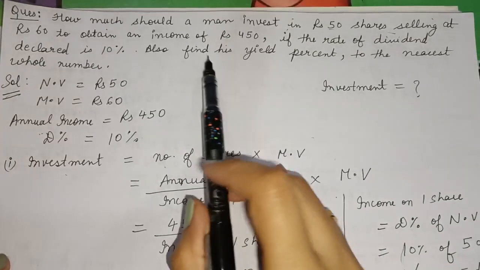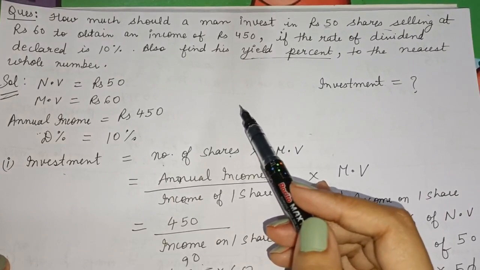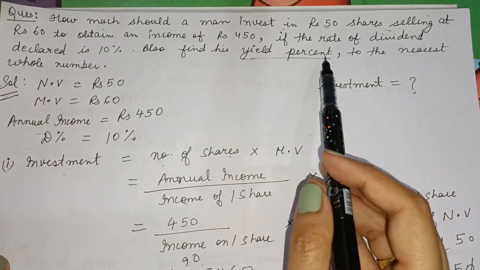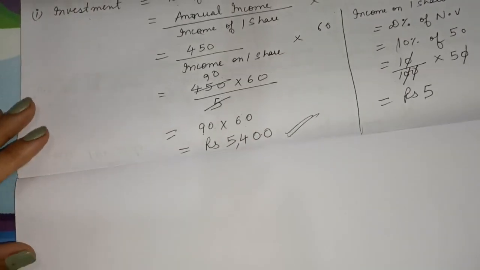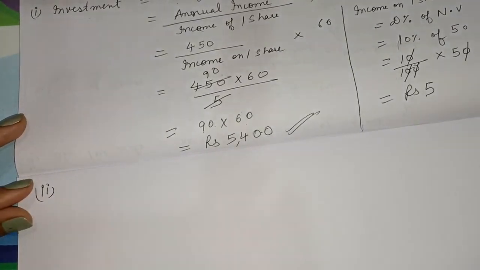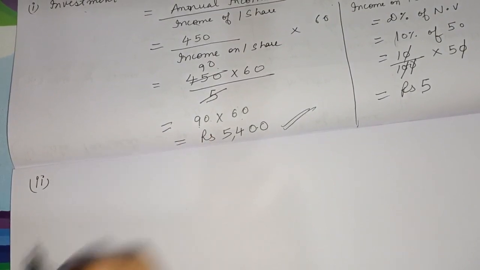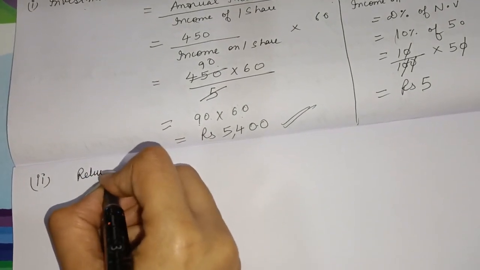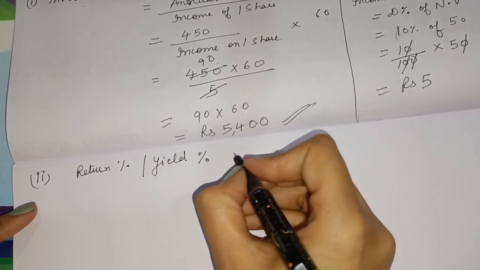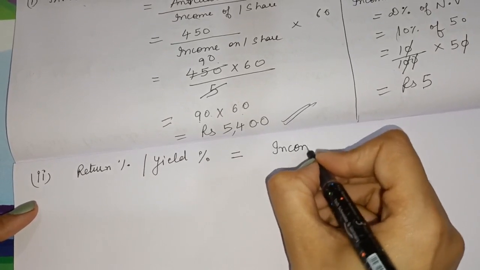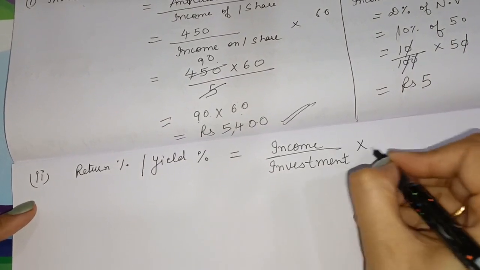Now the next thing which we have to find is yield percent. Yield percent means income percent or return percent. So that we have to find to the nearest whole number. Yield means profit only, or return only, like how much income he is generating. So in the form of percent we have to find. So yield percent or return percent, it is equals to income by investment into 100.